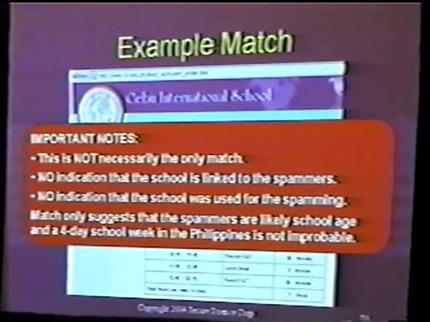Now, it's important to note that this is not necessarily the only match. There is no indication that this school is linked to the spammers or that this school has been used for spamming. Do not attack the school. What this match suggests is that the hypothesis that the spammers are likely school age and attend a 4-day school week in the Philippines is not improbable.